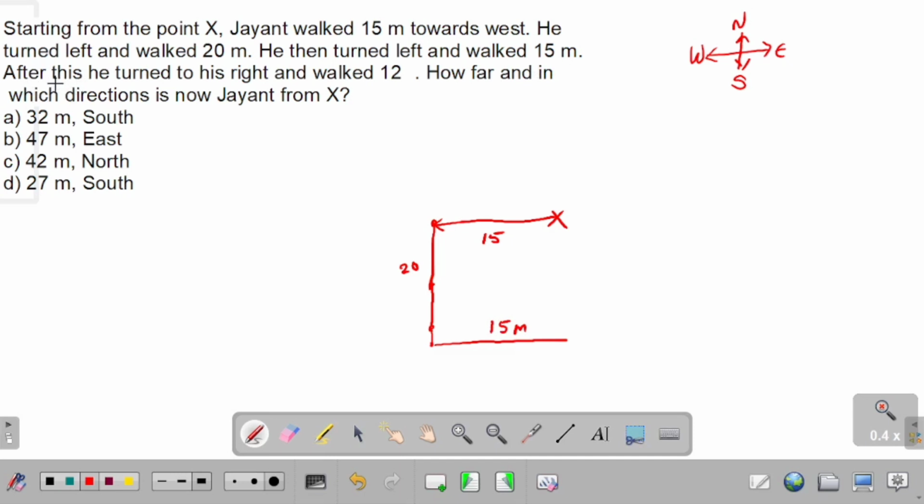After this he turned to his right. So which is the right side to him? This side is the right side, right? Okay, this is the right side to him.